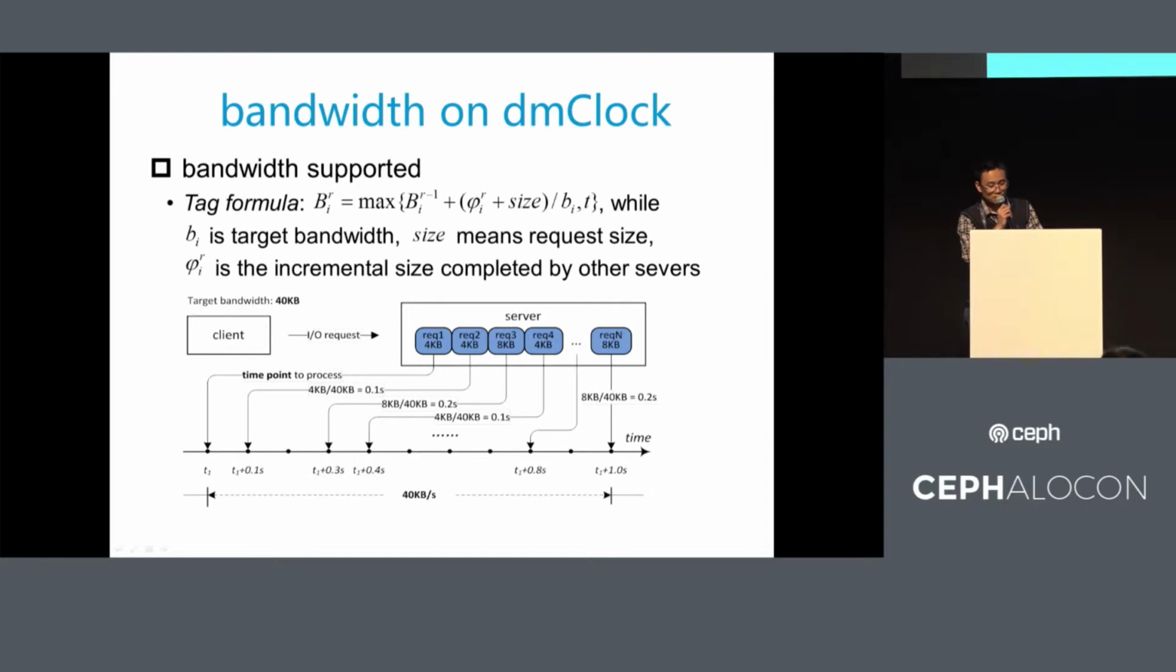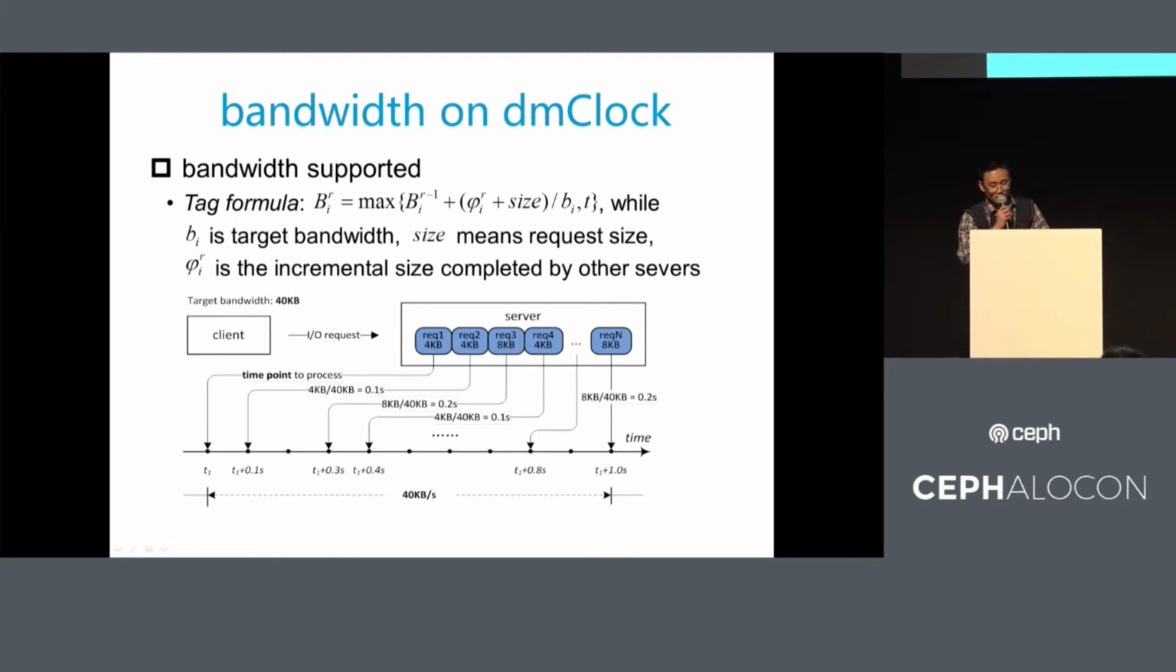Let's start with this simple scenario as below. Here is just one server, so there is no incremental size phi at all. In this example, the client's target bandwidth is 40 kilobytes per second. It sends I/O requests to the server in such a sequence: request 1, 2, up to 7.